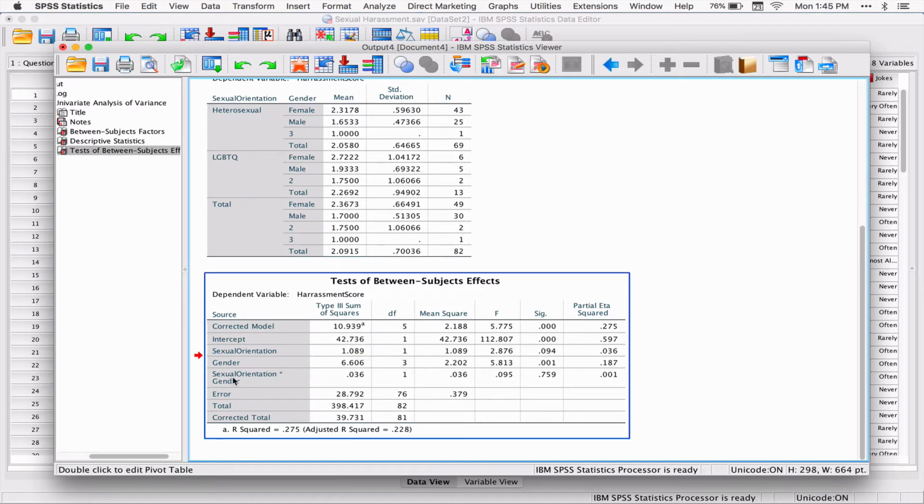Okay, so looking at this one, right, this row, where you have that star here, that means sexual orientation by gender. You know how sometimes you use a star for multiplication? So here they're using that for interaction. And you go here. You're looking under this column where it says sig. Make sure you're not accidentally looking at the partial eta square box.